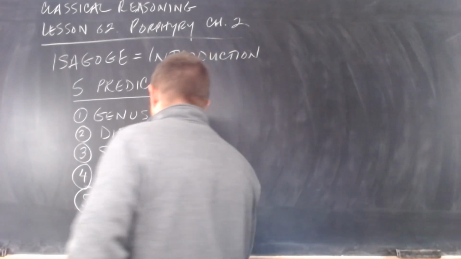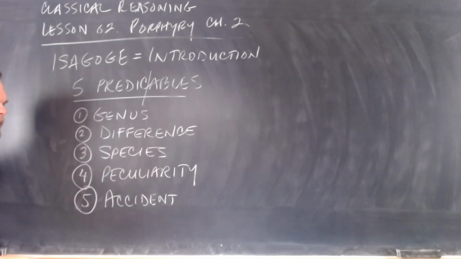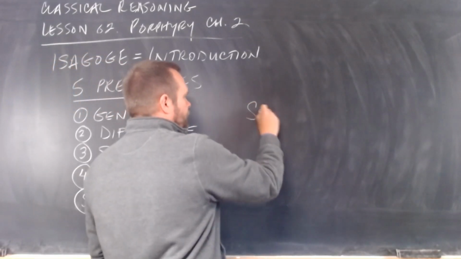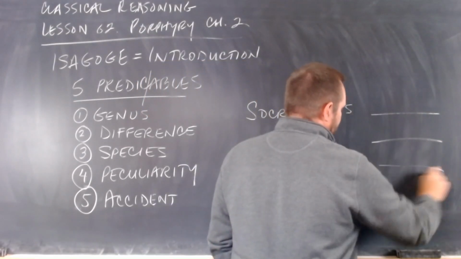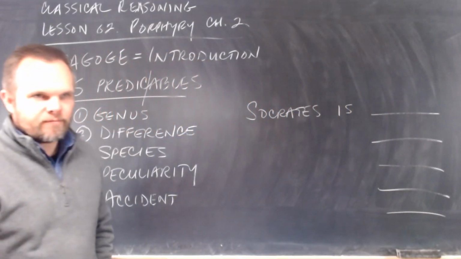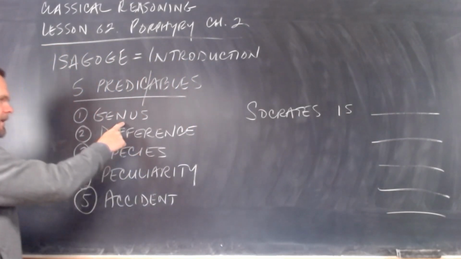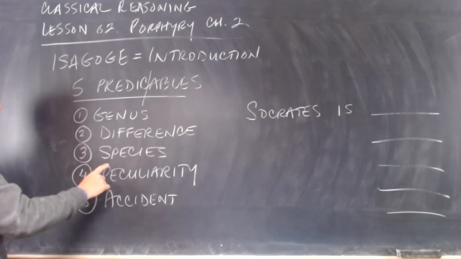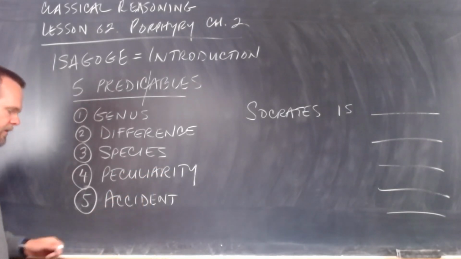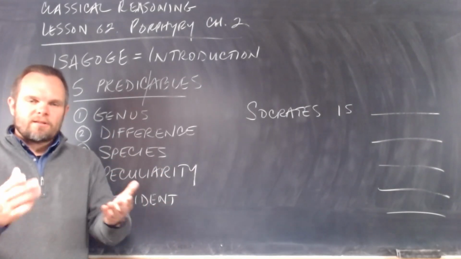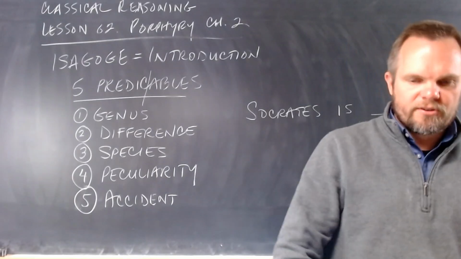And we said a predicable is a thing that is able to be predicated of a subject. And I gave you this great example where we said Socrates is blank, blank, blank, blank, and blank. And we said you can predicate 5 different kinds of things about Socrates. You can predicate his genus, a difference, his species, a peculiarity, an accident. And I know that you don't understand that because we haven't studied it yet. But that's just an overview of what this book is about.